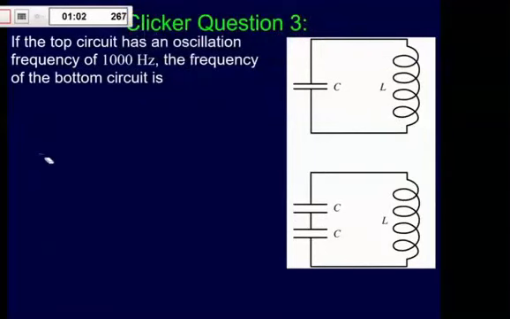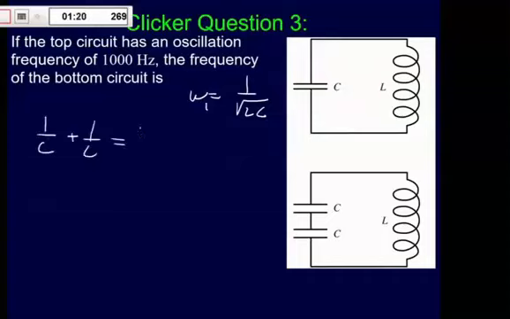The way I would think about this is, in the top circuit, it's 1,000. So we know that omega is equal to 1 over radical LC, and that's in the first case. Now, in the second case, how does the capacitance change? We've got two capacitors in series. If I'm doing two capacitors in series, I'm going to take the equivalent capacitance like this, and this is one that we did a lot. When you've got two identical capacitors in series, just like if you have two resistors in parallel, the equivalent becomes C divided by 2.